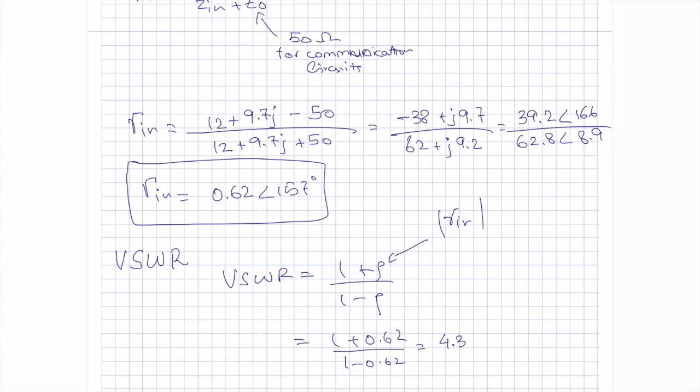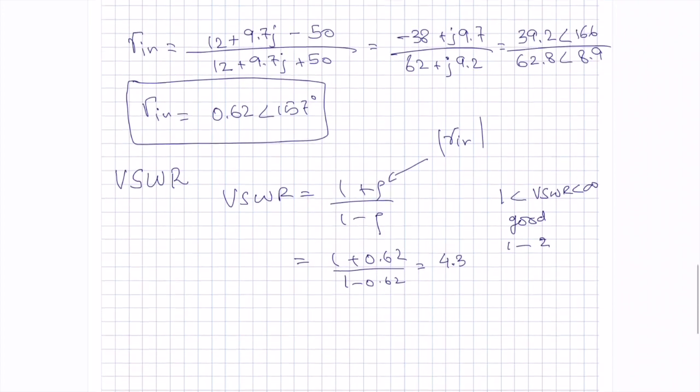4.3. A good way to know if you're going in the right direction or not is that this number always has to be between 1 and positive infinity, and the good numbers are between 1 and 2 something. That's what we use in the practical devices.